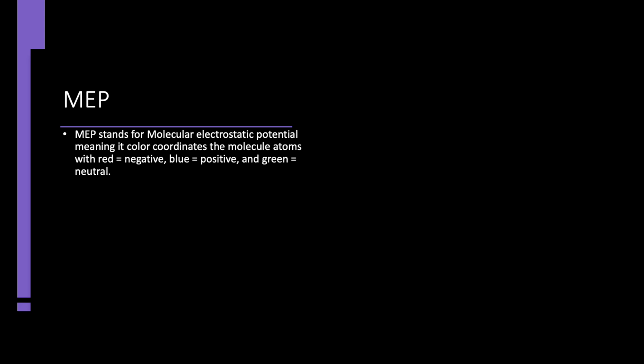So now we get to the section of MAP. MAP stands for molecular electrostatic potential, meaning it color coordinates the molecule atoms with red, which is negative, blue is positive, and green is neutral. Here's another demonstration of what the colors look like.